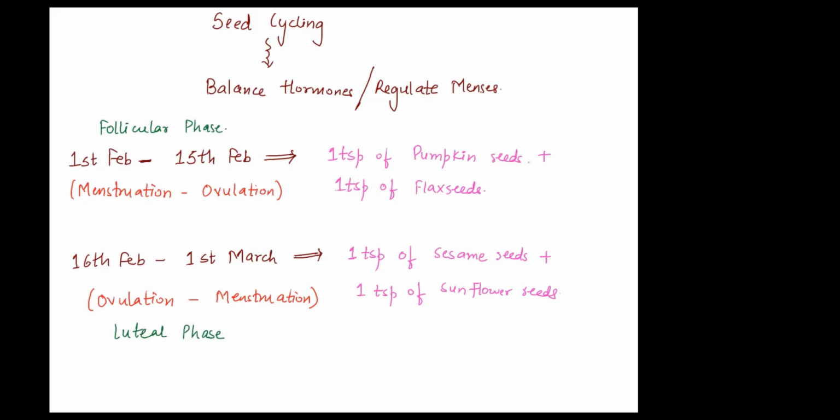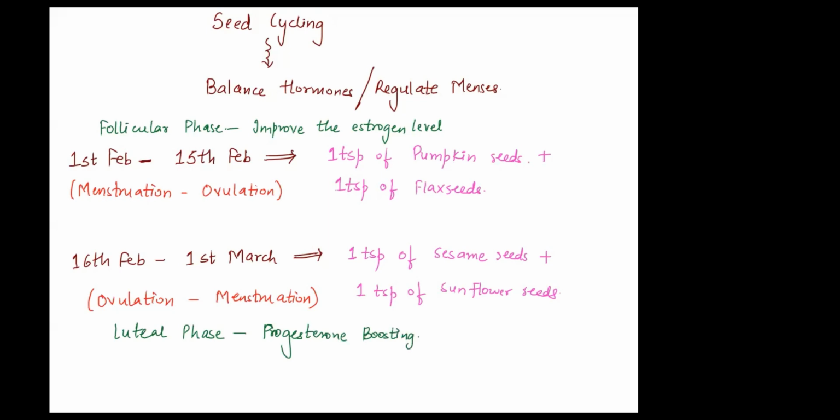In the follicular phase, we are giving pumpkin seeds and flax seeds to improve the estrogen levels in your body. While compared to this, we are giving sunflower seeds and sesame seeds in the luteal phase to improve the progesterone, or you can say to boost the progesterone hormones in your body.